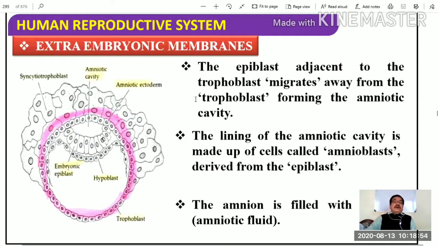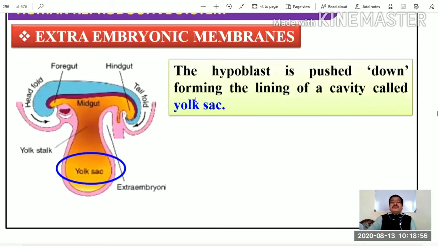Extra embryonic membranes also have this: the hypoblast is pushed down, forming a lining of a cavity called the yolk sac. This yolk sac also develops with the hinge joints. You can see here the hinge joints. Then tail folds are also there, then the foregut. Then the head fold is here, this curved area, called the head fold. And this is the yolk stalk, the yolk sac.